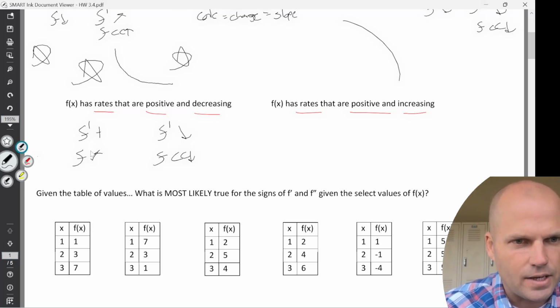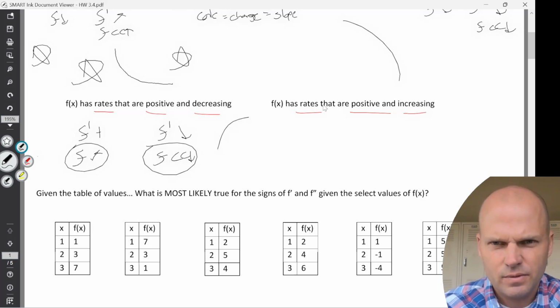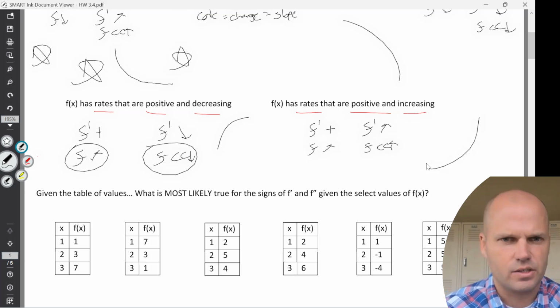Cool. So the rates are positive. The rates are decreasing. My function is going up, concave down. I look like this. My rates are positive. My rates are increasing. My function is going up. My function is concave up. Okay, so it's two separate things that we need to look at.